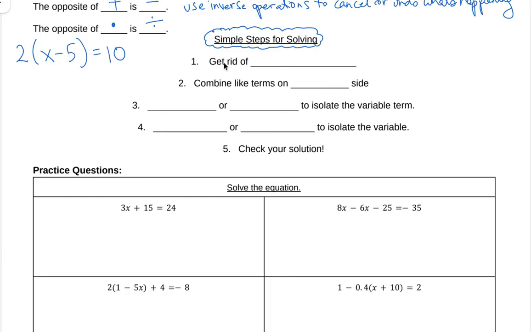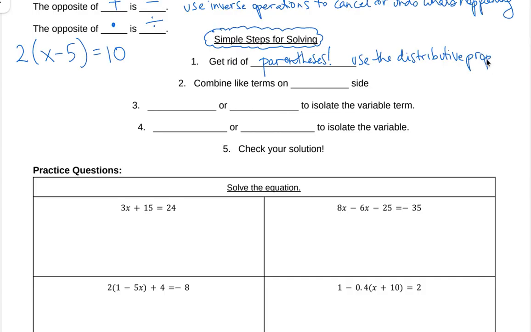The very first step is get rid of parentheses. Okay, get rid of parentheses. This is the exact same first step that we use when we're simplifying expressions, so we know how to do this already. When we get rid of parentheses, that means that we are going to use the distributive property, right?